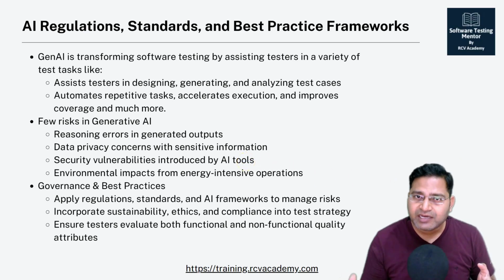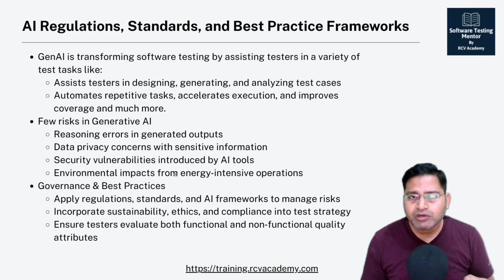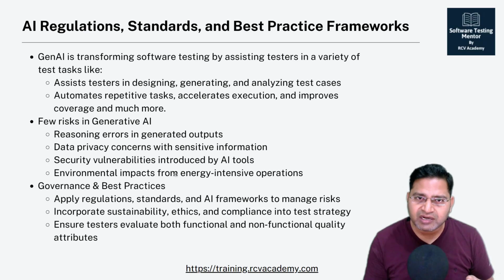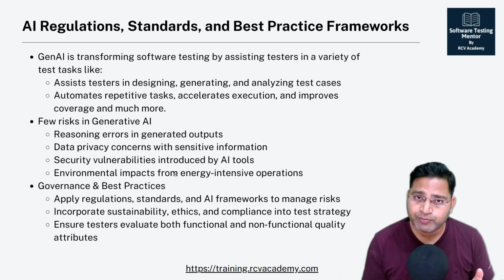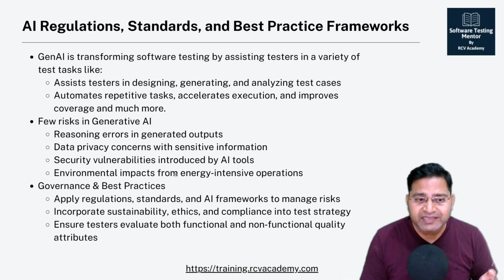For example, a large language model comes with a hallucination risk, reasoning errors might be there, data privacy concerns are there, security vulnerabilities are there in the large language models, and there are environmental impacts and energy-intensive operations. So these are some of the risks. In order to make sure that risks are mitigated, there should be some governance and best practices, and that's where AI regulations, standards and best practice frameworks come into the picture. So you apply the AI regulations, the standards, the AI frameworks to manage any of these risks.